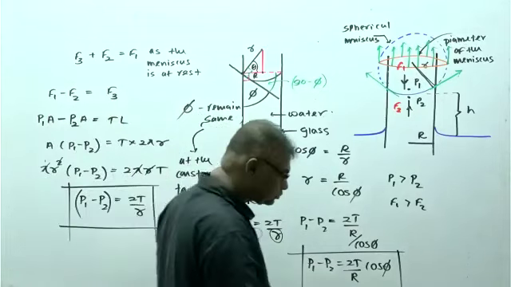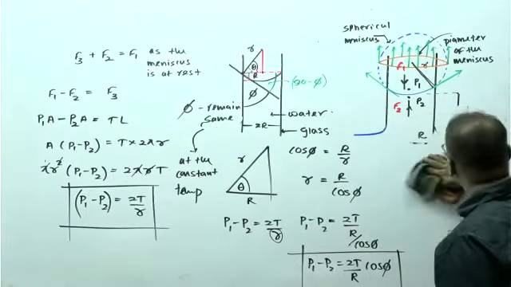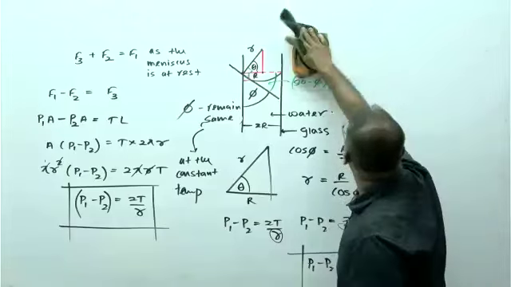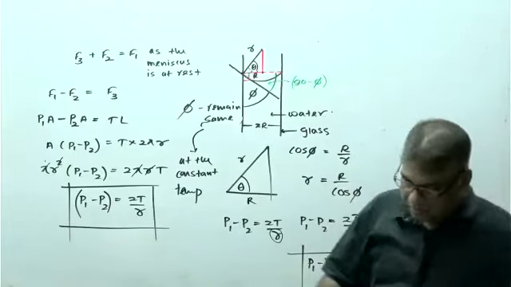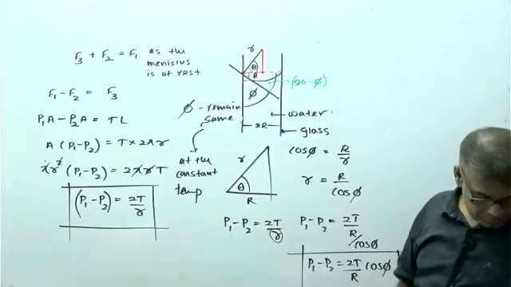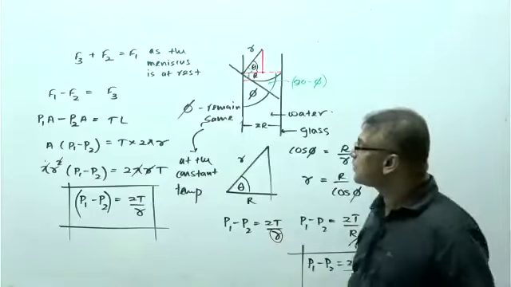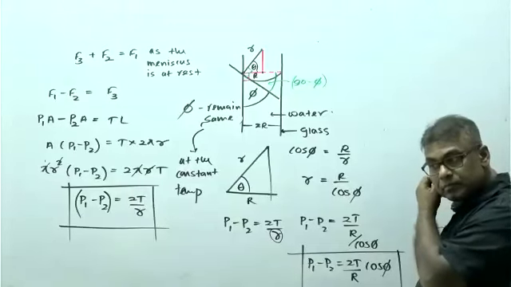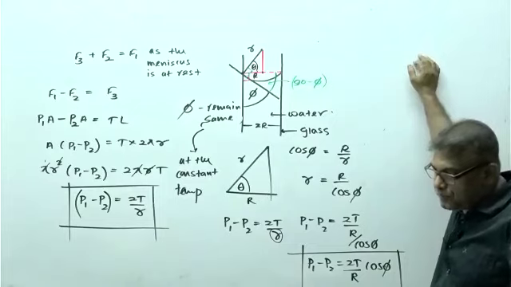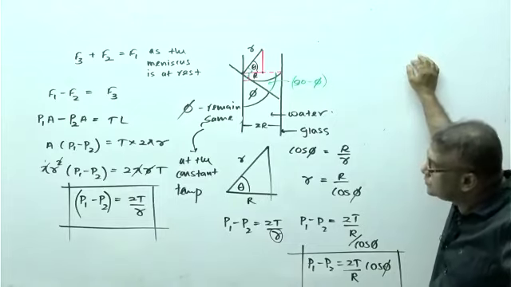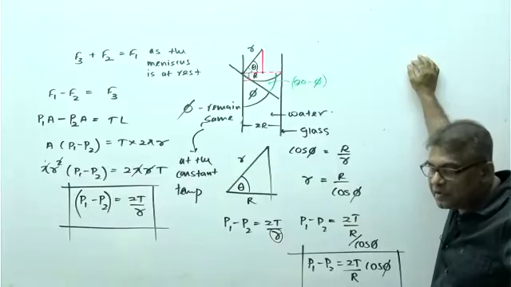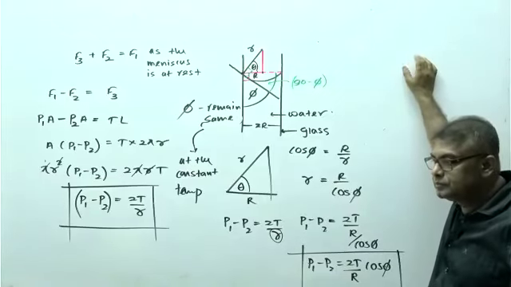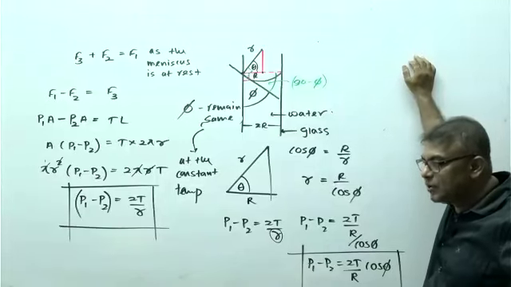Right. Write below: replacement of the radius of the meniscus by using the radius of the tube. Radius of the tube, right.